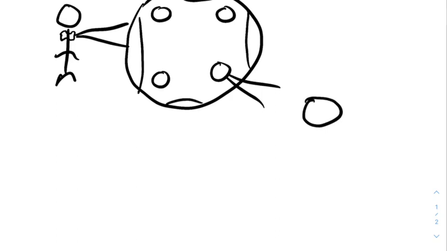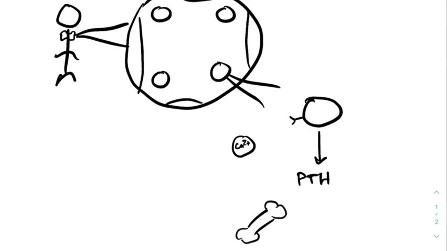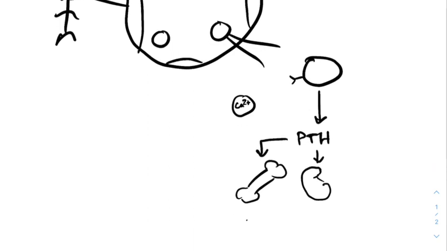And these parathyroids have calcium sensing receptors on them, so when there's low calcium, they sense it, and they release PTH. That PTH goes into the blood and acts mainly on bone and the kidneys. So in the bone, it activates osteoclasts, which release calcium and phosphorus from the bone. And in the kidney, it leads to increased reabsorption of calcium, but decreased reabsorption of phosphorus.